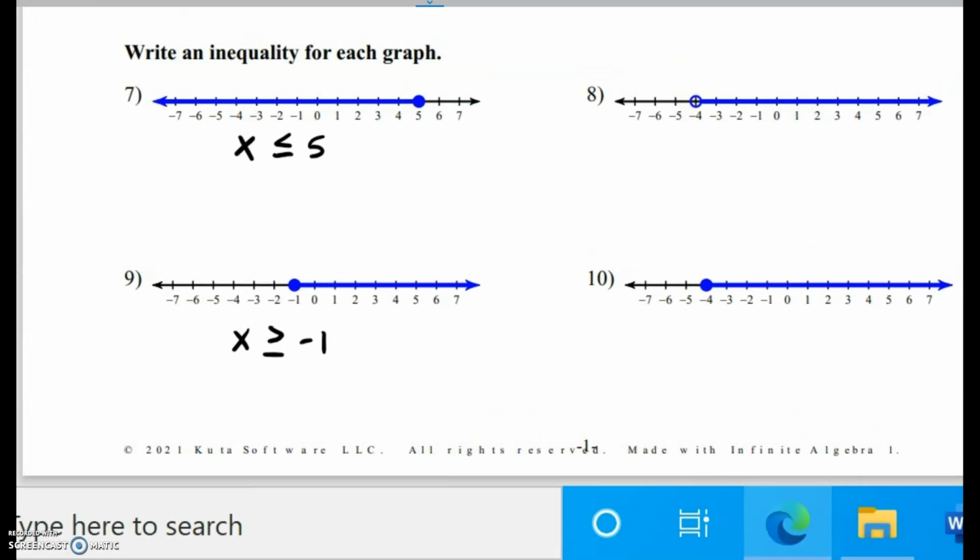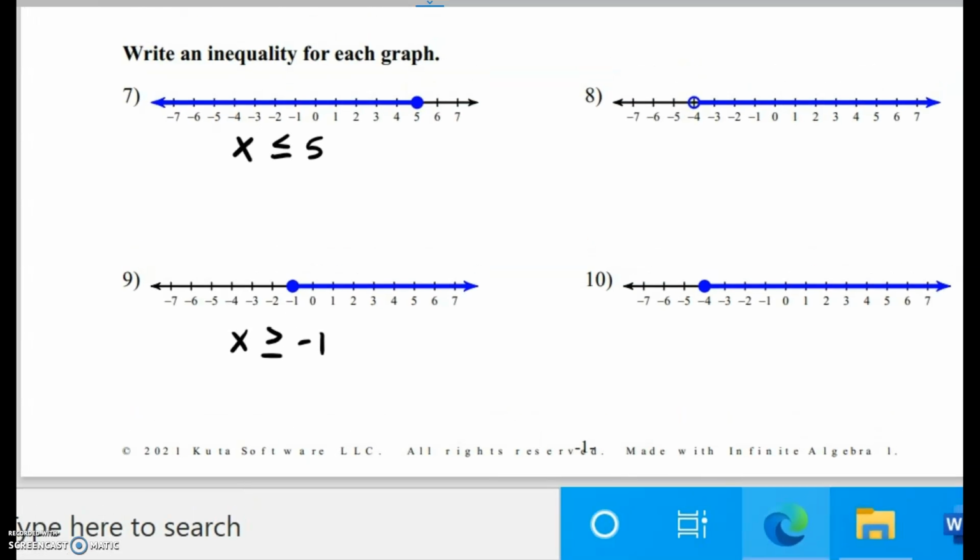One other thing to note, if you're putting the variable on the left-hand side, which is what I recommend, the direction of the inequality should match the arrow on the graph. All right, go ahead and try 8 and 10, and then resume the video once you're done.